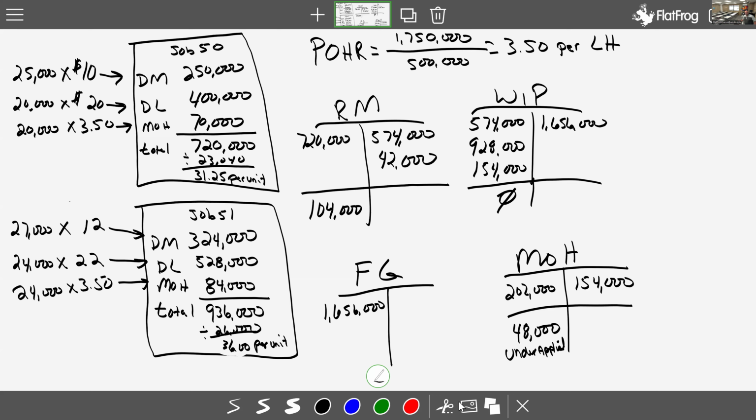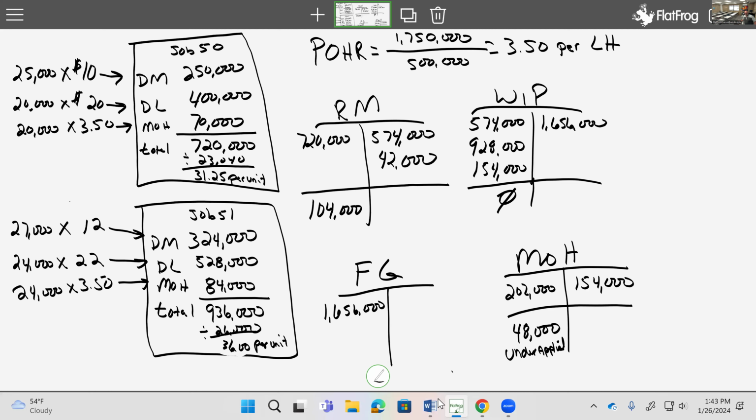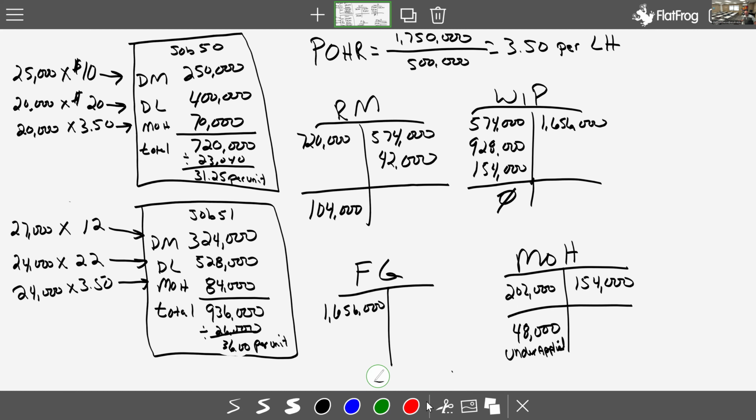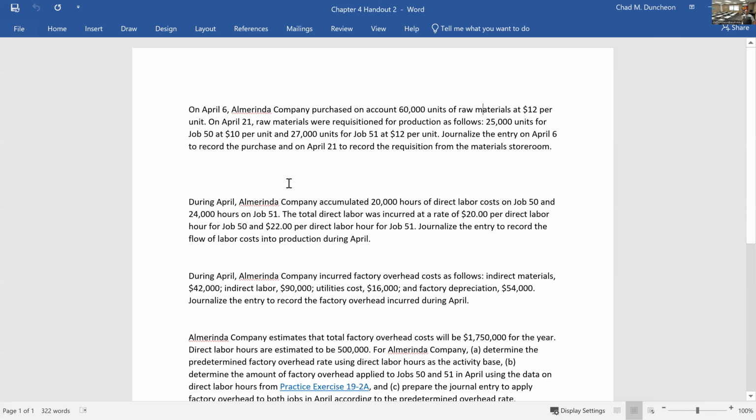And at the same time, you're going to see my job cost sheets on the left-hand side of the screen. On the right-hand side, you can see my inventory accounts. I put that 720,000 into my raw materials inventory right there. So that takes care of that. So next, we have on April 21st, raw materials were requisitioned.